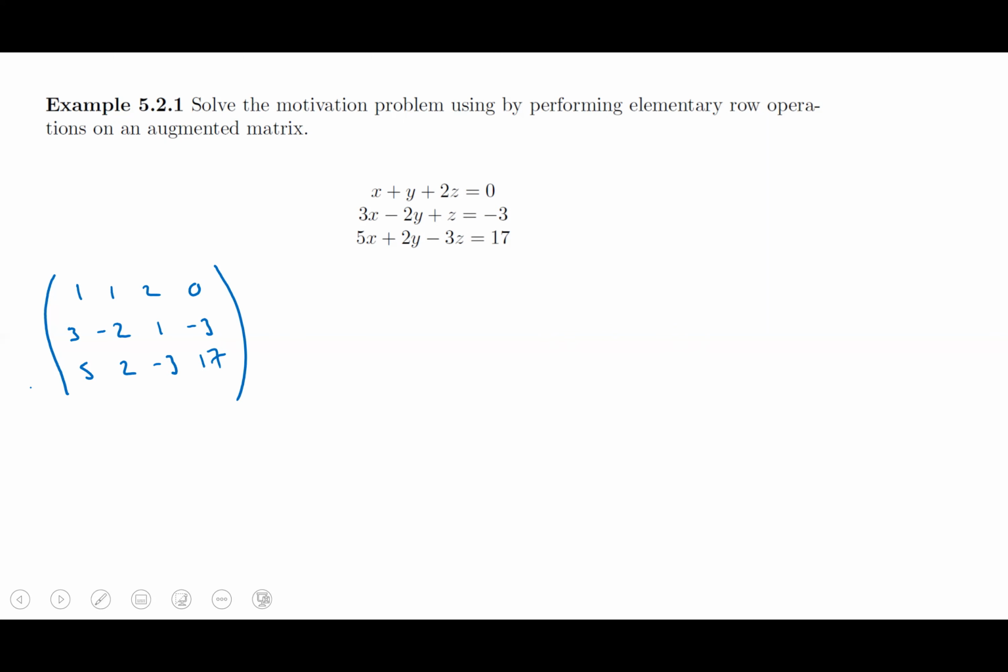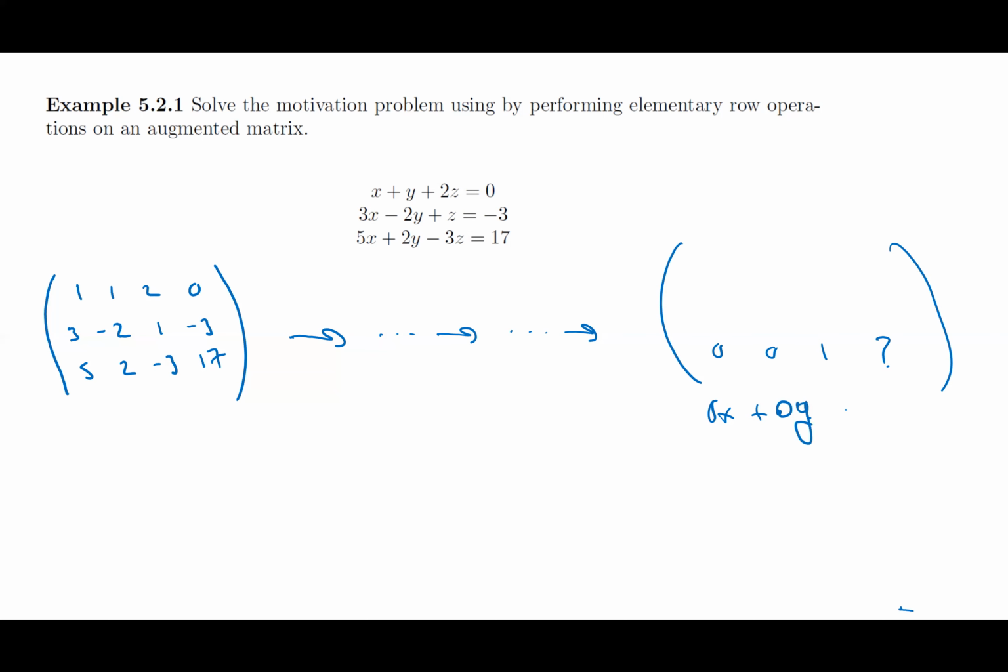If I could perform some operations to where eventually my third row is 0, 0, 1, and then something, then that third row would tell me what z is, right? Because I'd have its coefficients: 0x plus 0y plus 1z equals whatever that is. So I would know what z is. If my second row looked like 0, 1, and then something, then I could plug in what I learned about z, and row 2 now is just an equation of one variable, that variable being y.